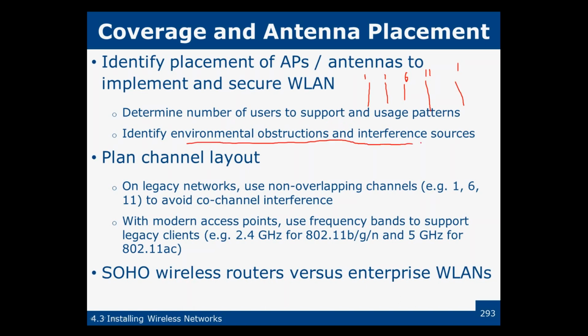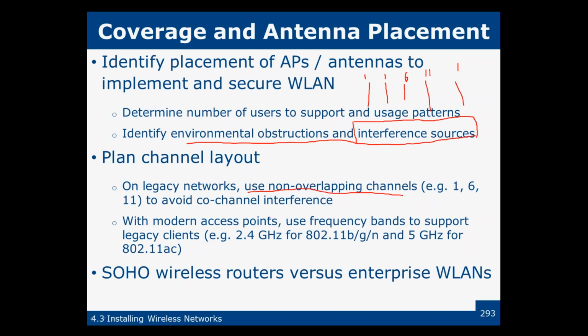Environmental obstructions: walls, interference sources, microwave ovens, game controllers. Lots of things run on the 2.4 gig. The 5 gig doesn't have as many devices running on it, so if you can use the 5 gig range, it's probably going to be better for you. Use non-overlapping channels on these things, 1, 6, and 11, for co-channel interference, and separate the channels.